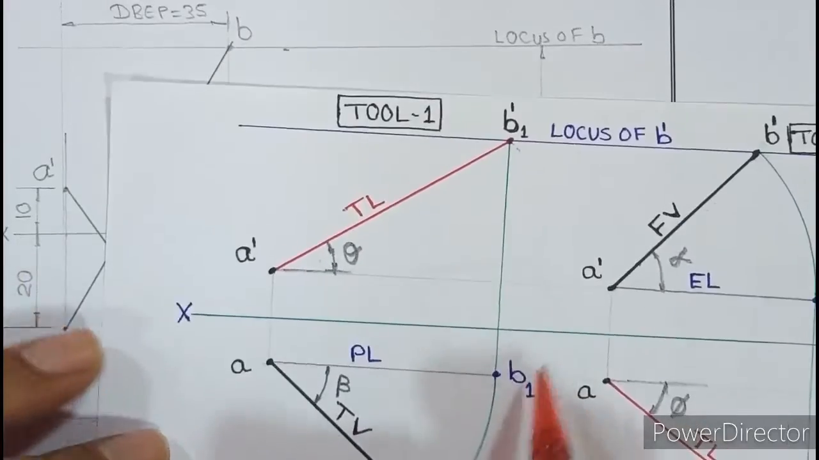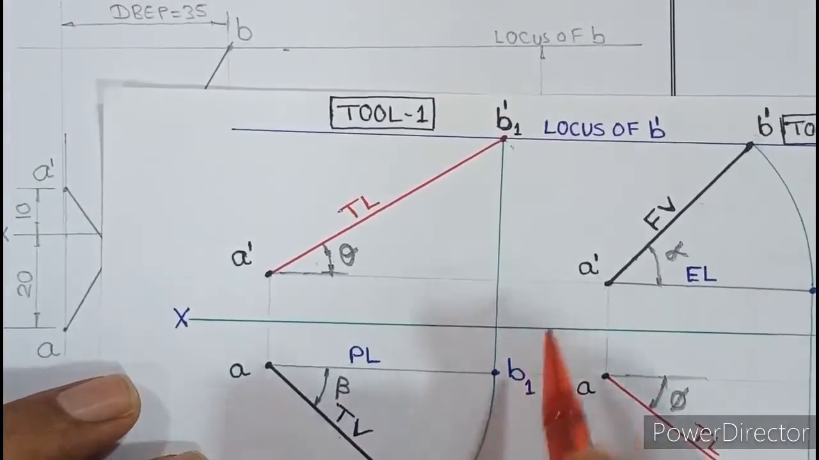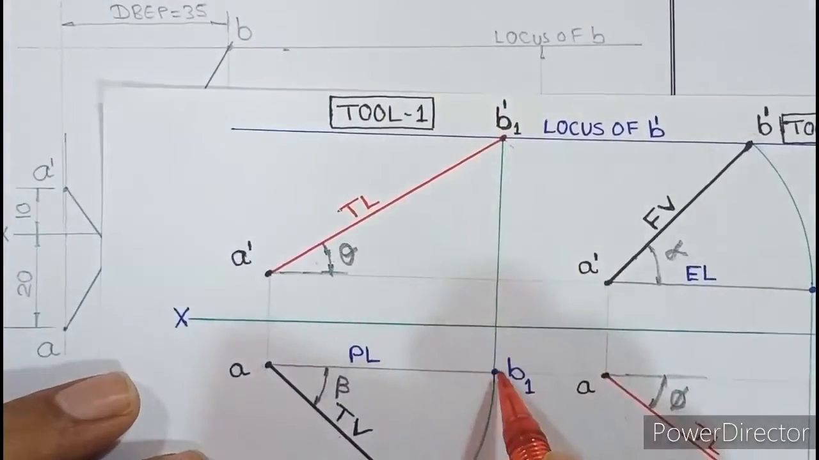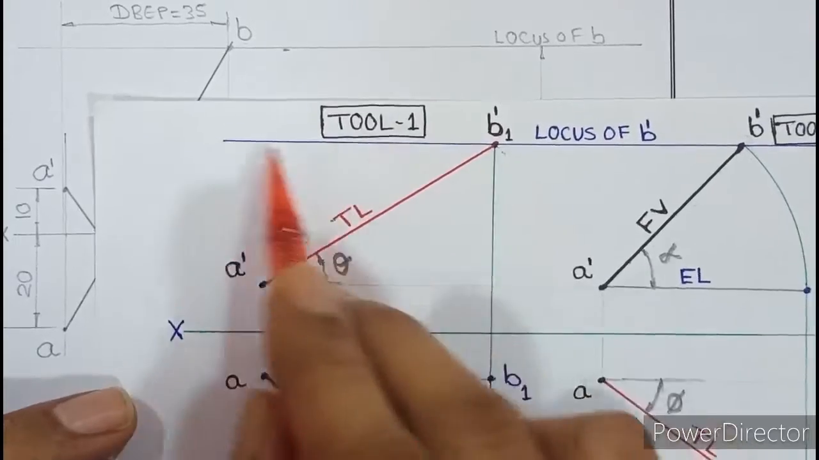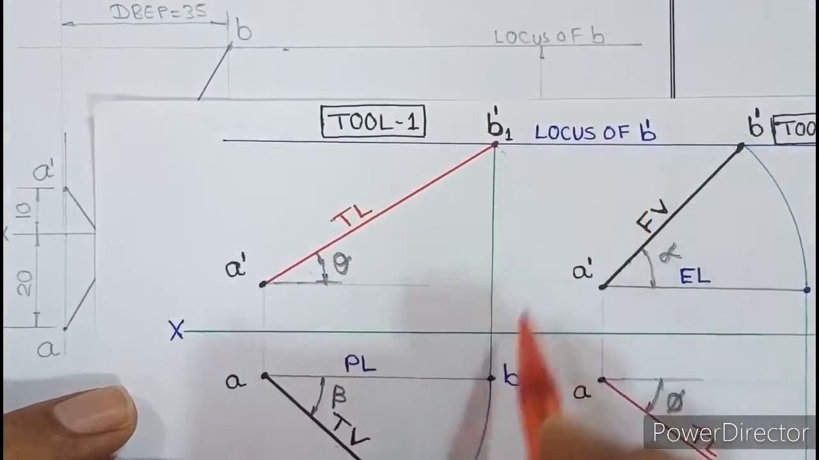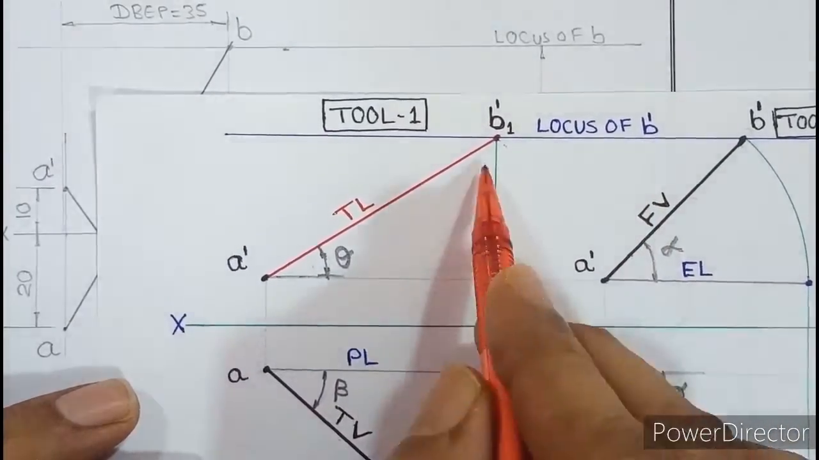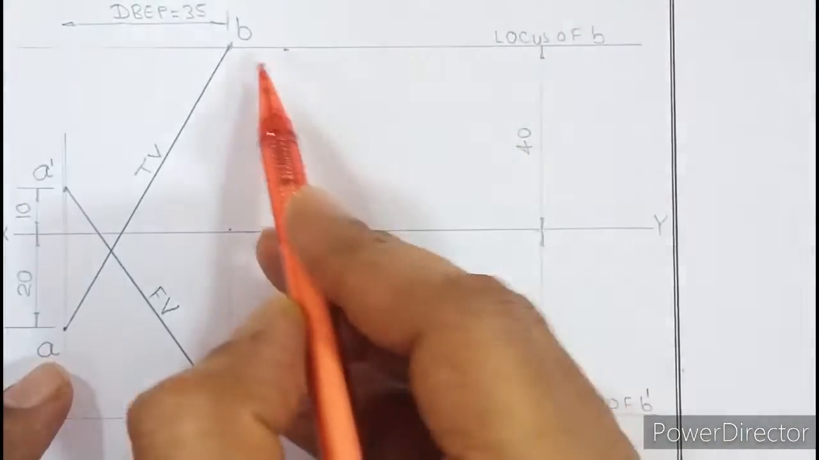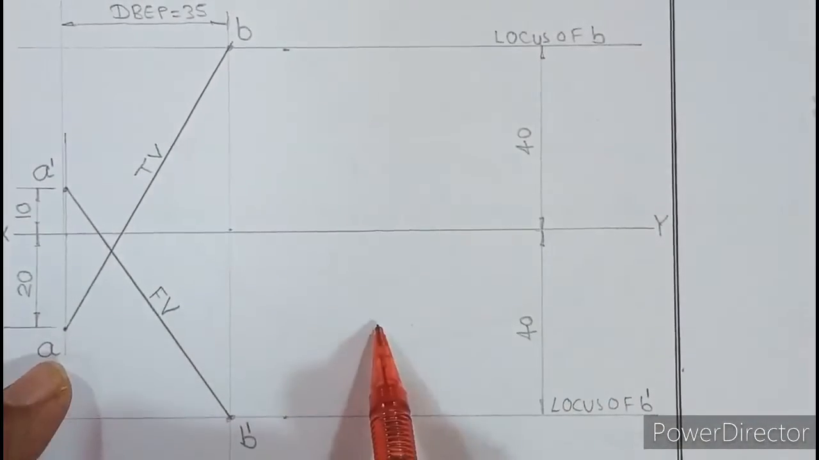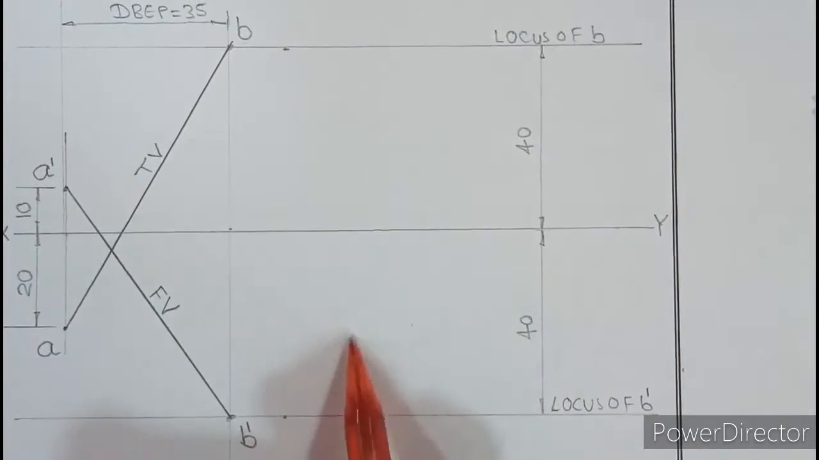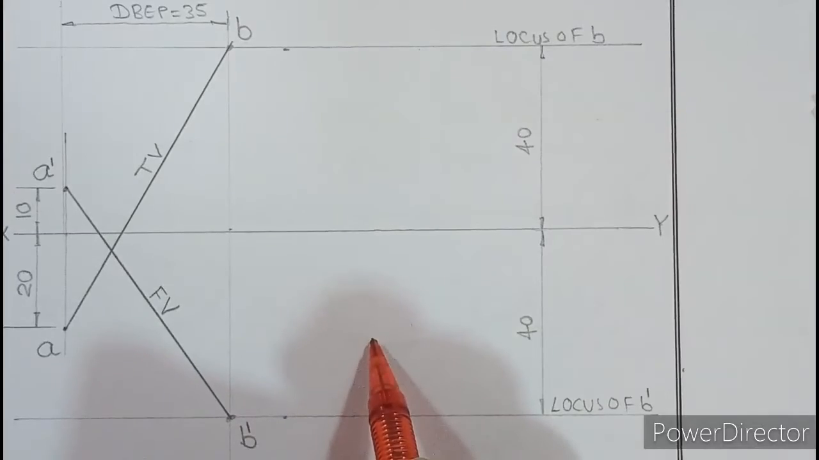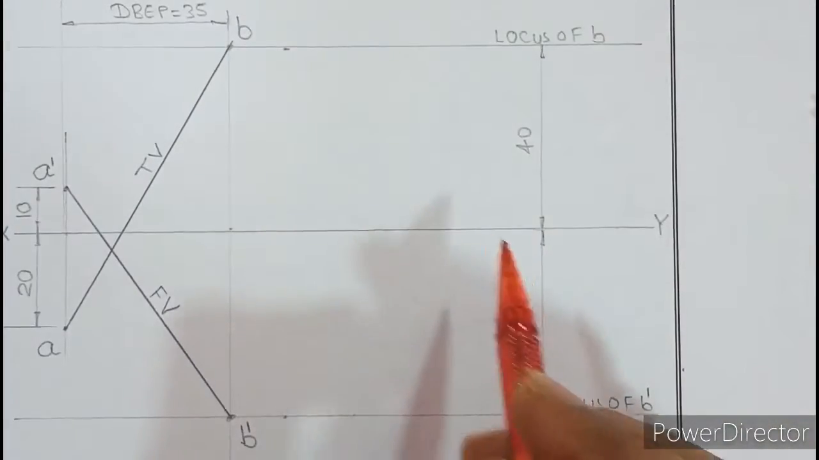What next? After you get B1, you should not by heart project up. No. Project B1 to cut the locus of B dash. This is the correct thing. After you rotate the top view till here, project this to cut the locus of B dash and you'll find the locus of B dash is down. So project down. So this point is B1 dash. By mistake, if you by heart project up, you'll move up only. Then you'll get a wrong answer.